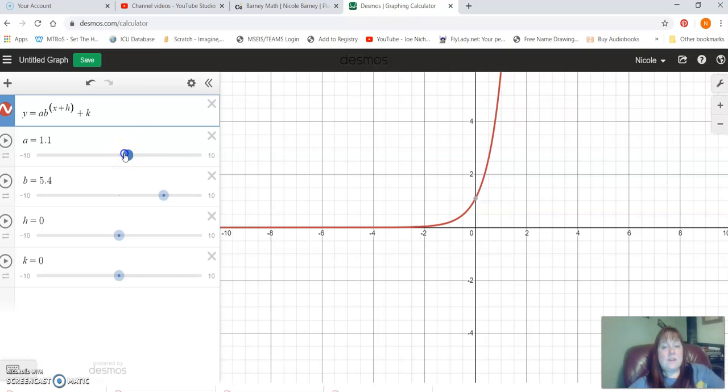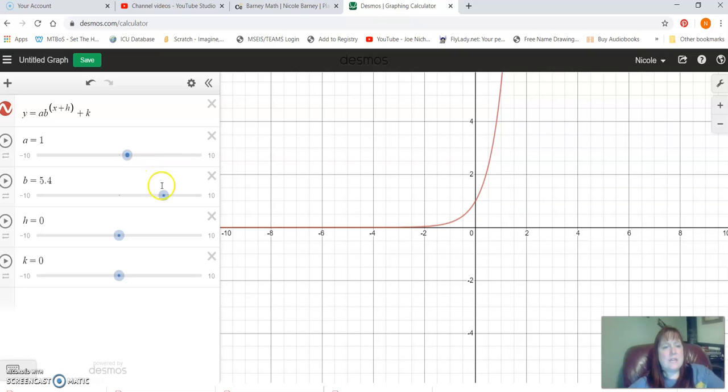And even now, if I change my a, it's going to change that value because it's going to multiply all my y values by that. Okay, but if my a value is not stretched, if I'm just at a parent function, it's going to always go through that point.